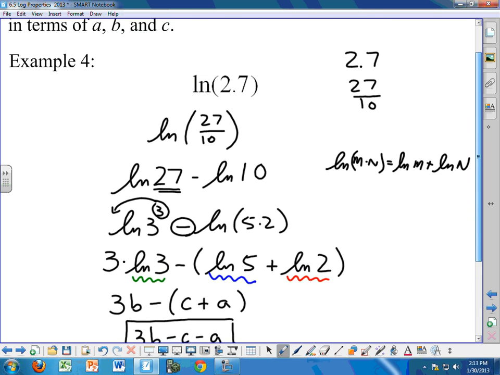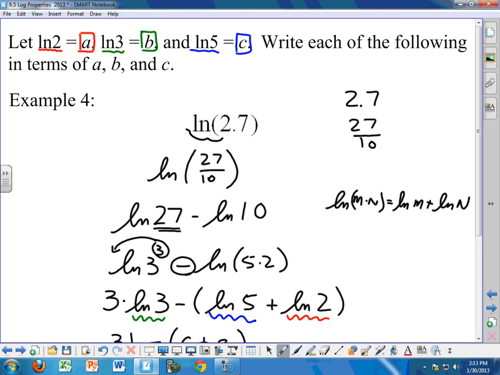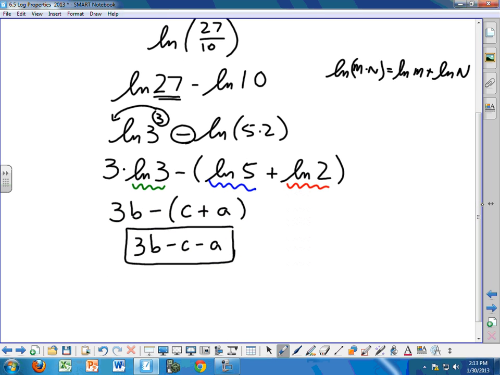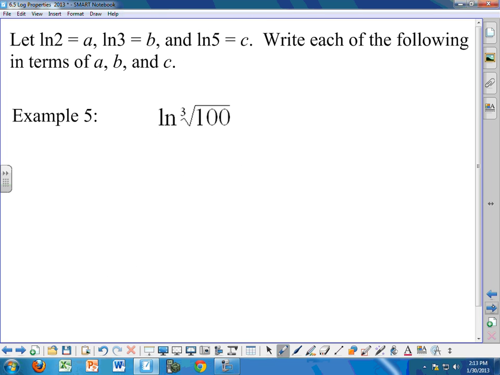So once again, we're trying to take something like the natural log of 2.7 and write it in terms of the a, the b, and the c. That's the technique there that we're using, breaking that down with properties of logs. Let's finish this with the last example, which is the natural log of the cube root of 100. And I'm going to rewrite this, of course, as the natural log of 100 to the 1/3 power.